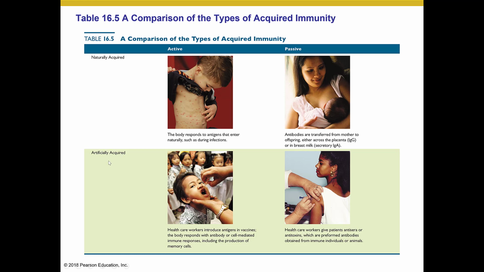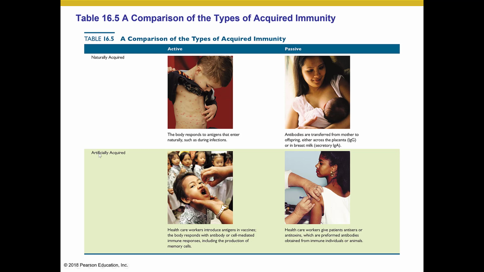Artificially acquired active immunity would be a vaccine. It's active because your body is undergoing a primary immune response and producing memory cells in response to an antigen that's in the vaccine, but artificially acquired, meaning you're getting that antigen from your shot, not from the environment because somebody else was sick.